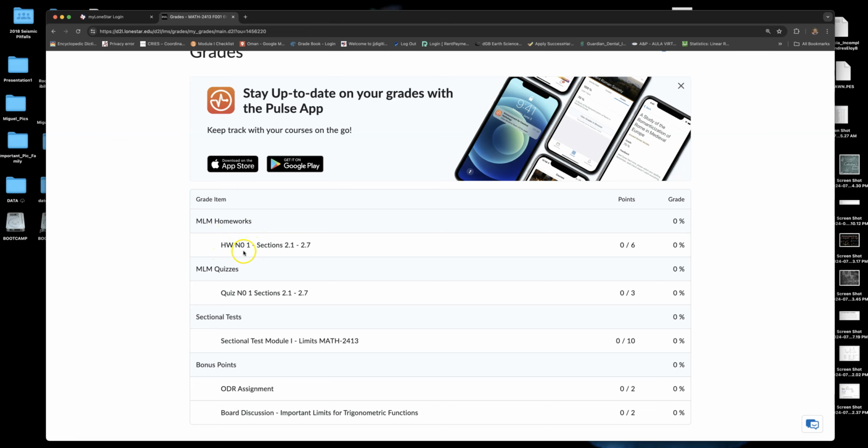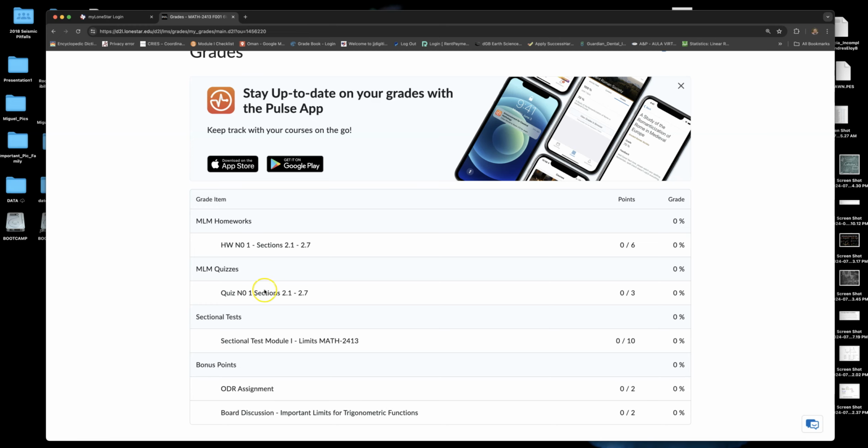The homework number 1 that covers section 2.1 to 2.7. Okay, the maximum amount of points for that homework is 6. So whatever number you're going to see here is your score based on MyLab Math. Okay, the quiz number 1 corresponding to section 2.1 and 2.7, and the maximum point for that quiz is 3 points. So this is the score. What you're going to see here is going to be over 3. That is the maximum point that you may have.